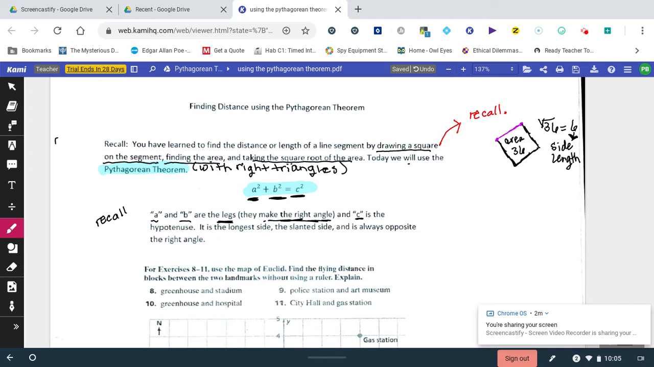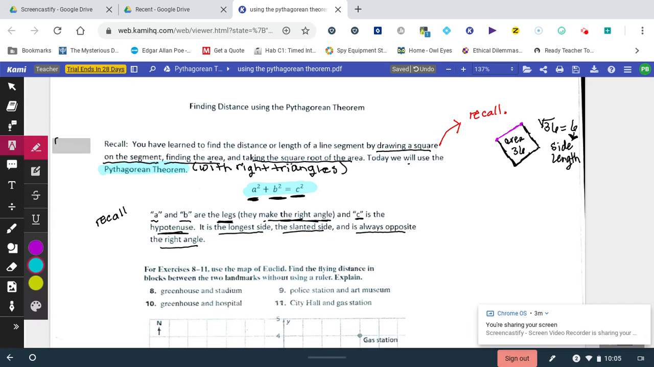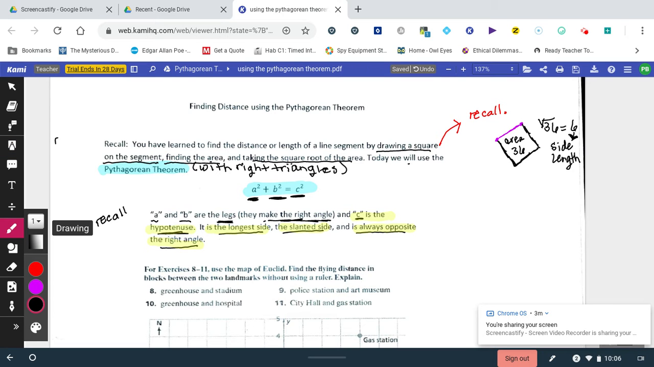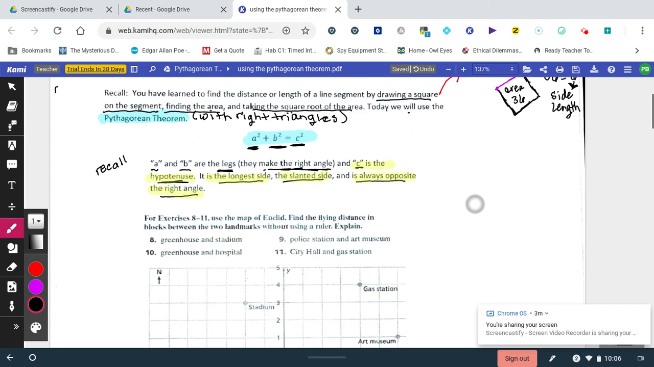C is the hypotenuse, and it's always the longest side, the slanted side, and it's always opposite the right angle. Okay, let me put those in a different color. I'm going to highlight them. C is the hypotenuse. It's the longest side, the slanted side, and always opposite the right angle. All right, let's go down.